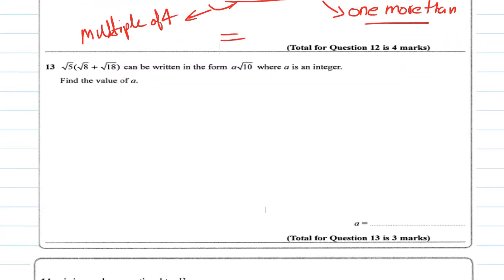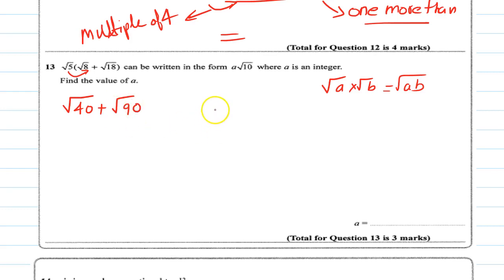Now the next question is root 5 times root 8 plus root 18. There is a rule here: root a times root b, you can write as root ab. So I'm multiplying root 5 times root 8, so 8 times 5 is 40, and root 5 times root 18 will be root 90. So I can tell you one good way of writing this.